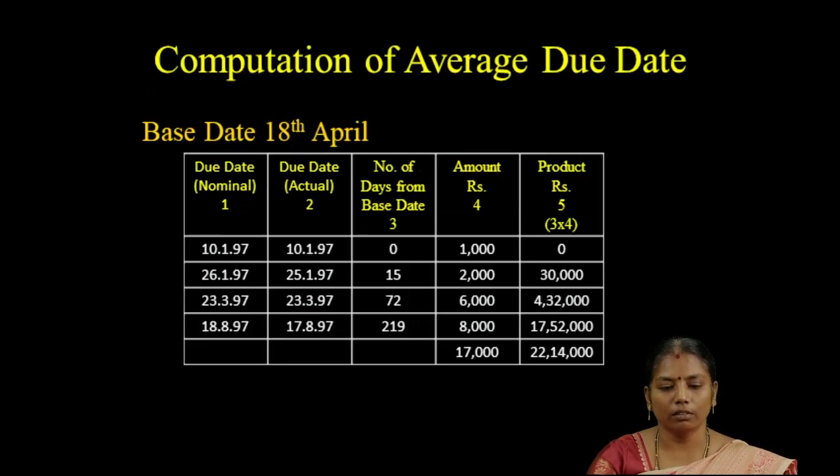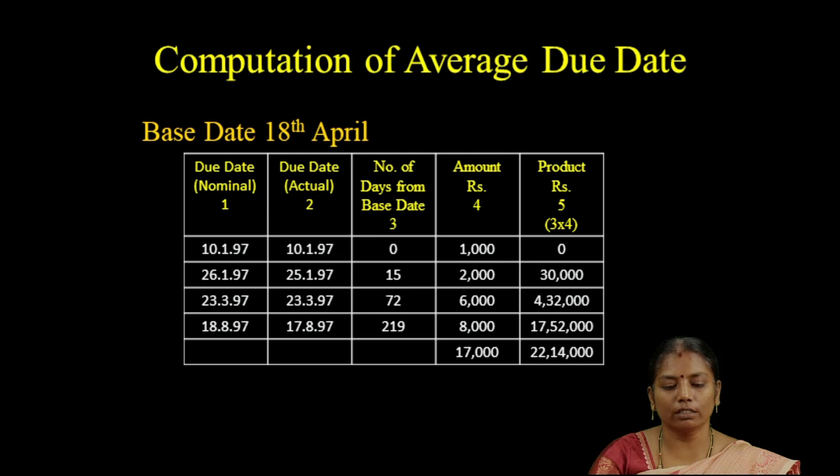Let me see the sum. Here the base date is 18th April. Here we have given 5 columns. First is the nominal due date. Second is the actual due date. Number of days from base date is the third column. Then the amount column. Fifth column is the product column. Here the due date is 10/1/97 to 10/1/97, so there are no number of days. So here amount into days, the product, is 0.